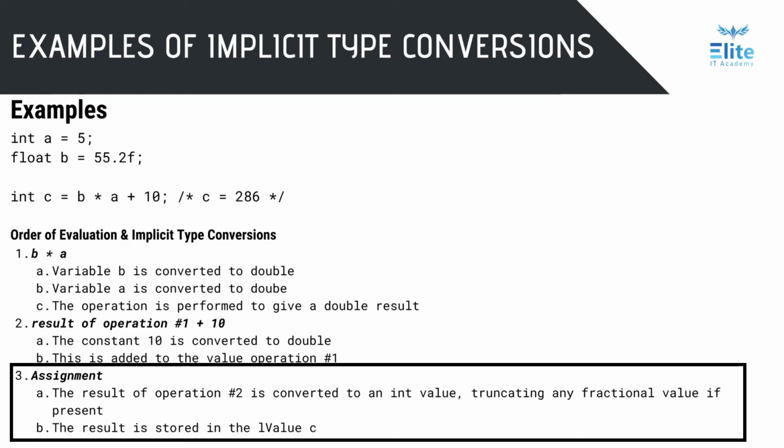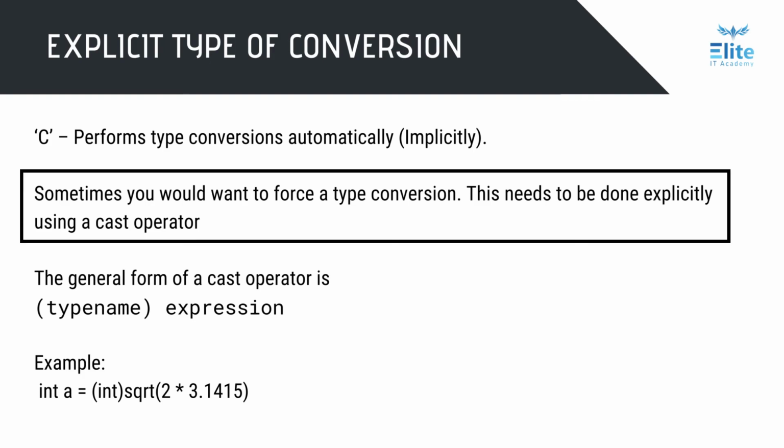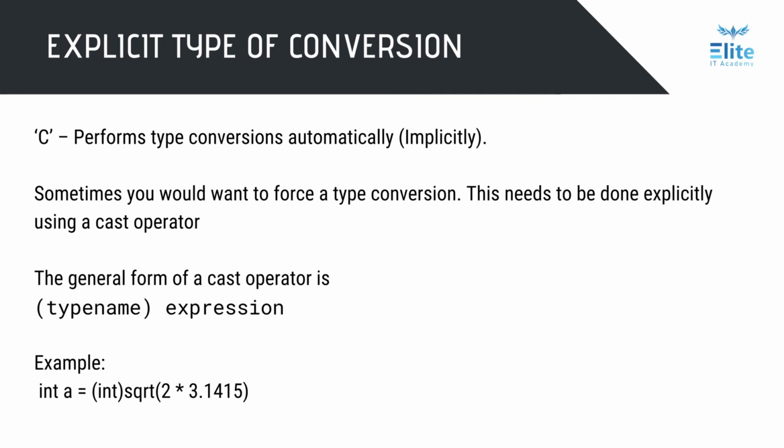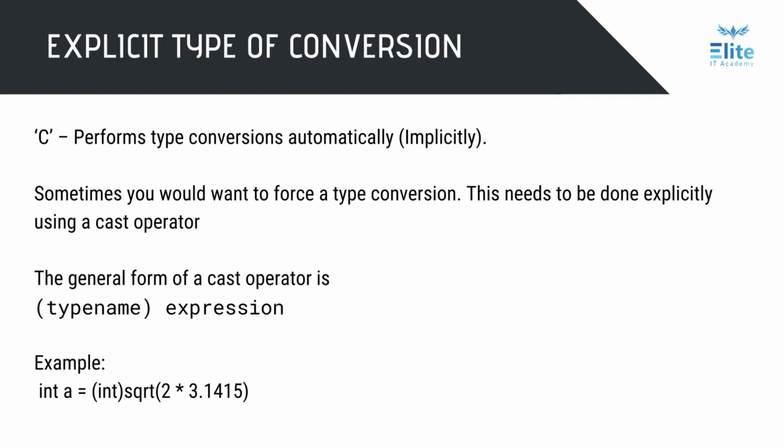Depending on the type of the L value, the right-hand side of the expression may be promoted or demoted to the type of the L value as needed. Unlike implicit conversions enforced by the compiler, explicit type conversion occurs when the programmer wants to change the type of the value of an operand. This is done using the typecast operator. This is a unary operator where you specify the type name in parentheses to the left of the operand. The cast operator converts the value of the operand to the type specified.